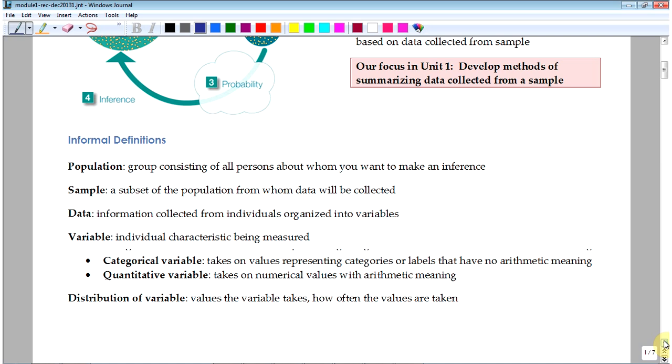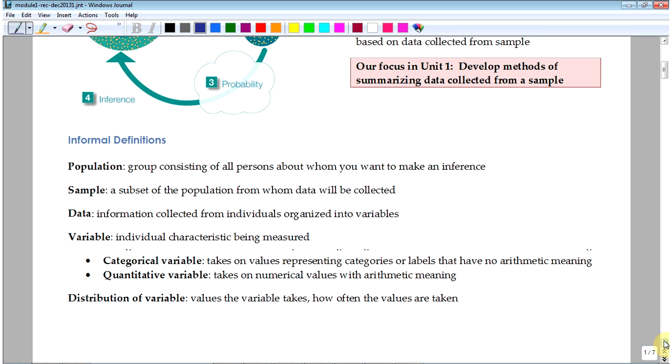You could also assign, let the number 0 represent male, let the number 1 represent female. Well, those numbers don't have an arithmetic meaning, meaning if you do 0 plus 1, well, if 0 just represents male, 1 represents female, it doesn't mean anything when you add them together. So those would be considered categorical variables.